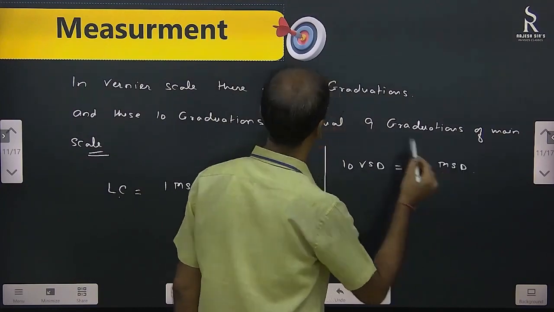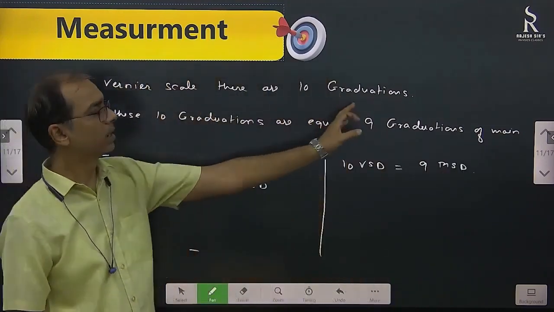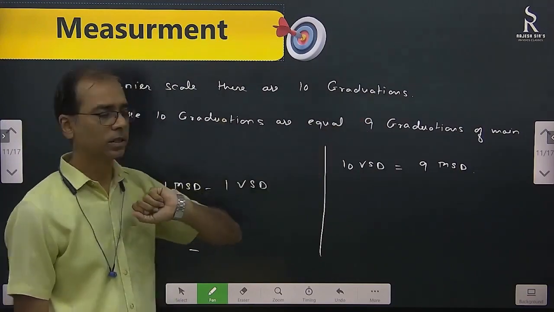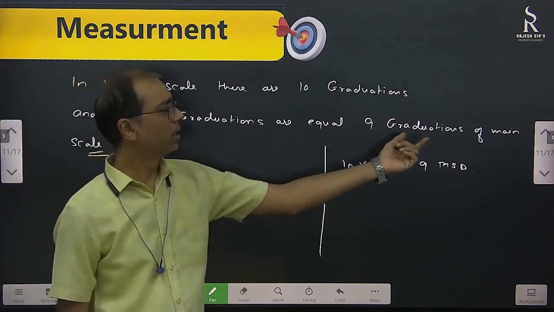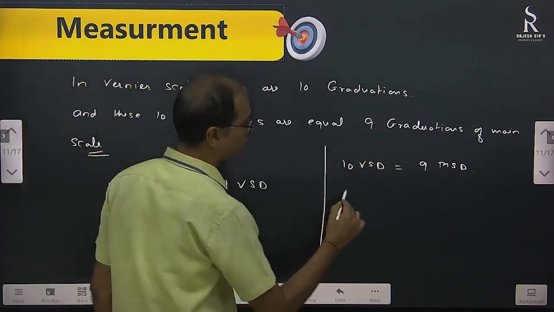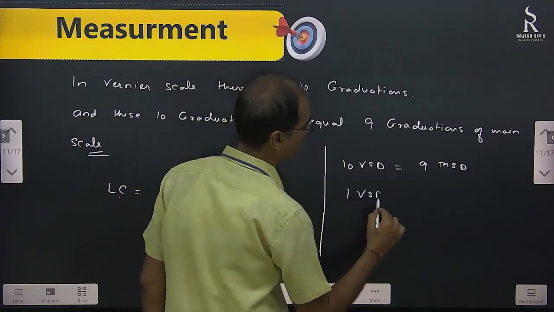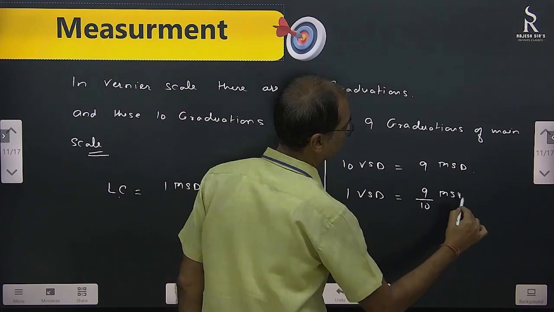From where did it come? That's what we have written. In vernier scale there are 10 graduations. That means these 10 divisions are equal to 9 graduations of main scale. So 1 vernier scale division is what? 1 vernier scale division is equal to 9 by 10 main scale divisions.